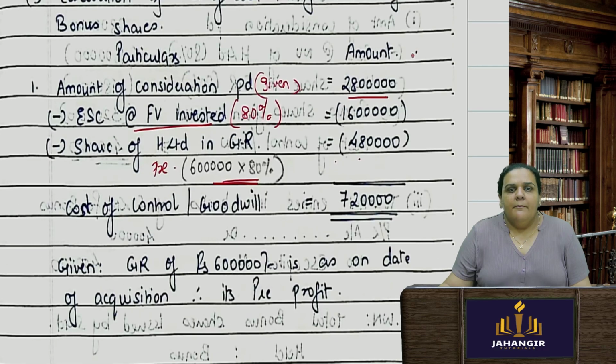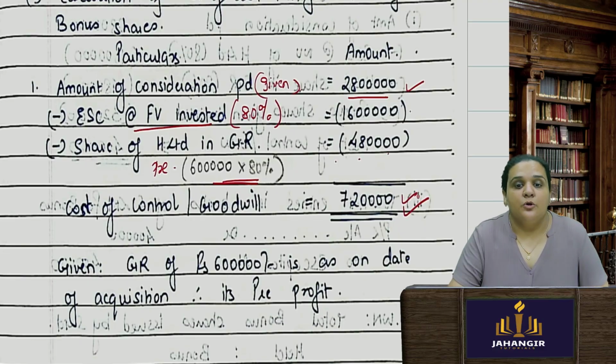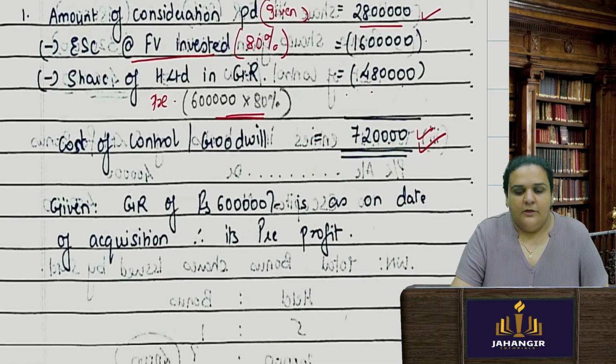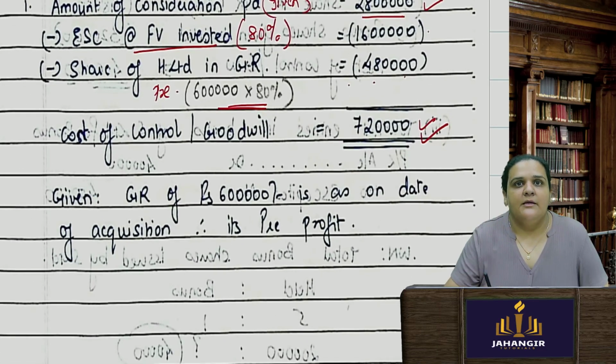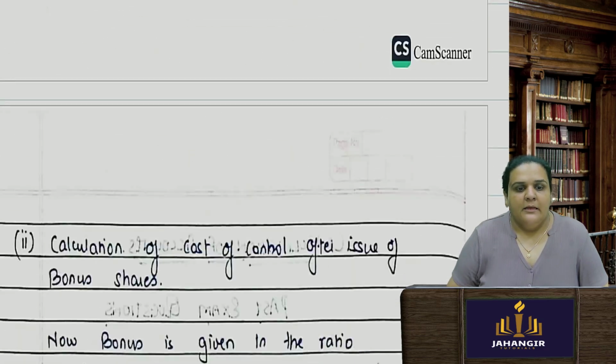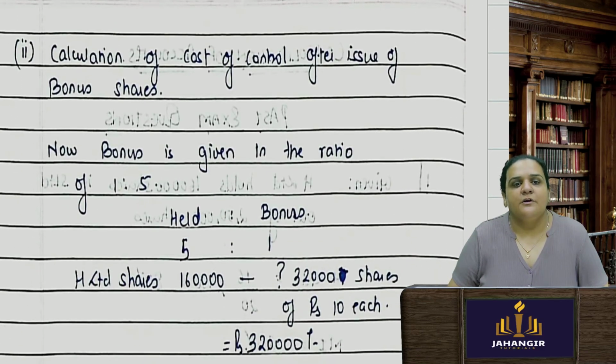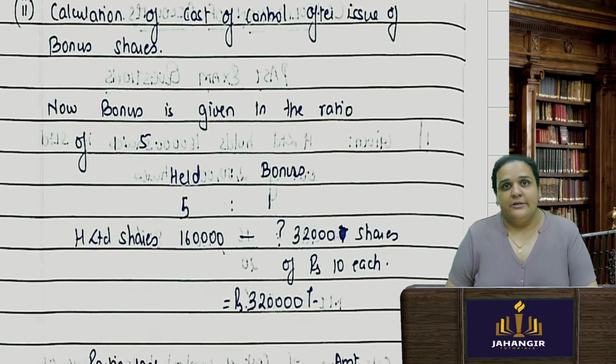Done. Amount of investment consideration paid is already given, 28 lakhs. Subtract 16 lakhs, subtract 4 lakh 80, 7 lakh 20,000 is the cost of control. It is goodwill. We have paid much more than what we are receiving as a share in the shareholders' items.